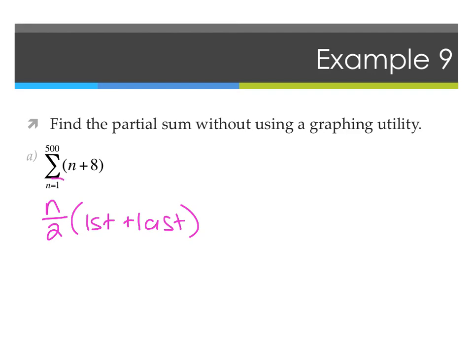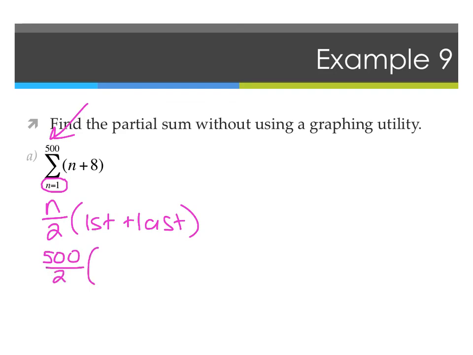If the number on the bottom is 1, if the lower bound is 1, then n is the top number. So if I start at 1 and go to 500, there are 500 terms, right? If I go from 1 to 10, 1, 2, 3, 4, 5, 6, 7, 8, 9, 10, there's 10 terms, yes? So that would be 500 over 2.